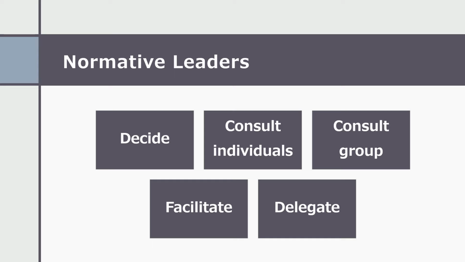The leader seeks participation from the group through debate and consensus on the decision. However, the leader has the final say on the decision. And then number 5 is delegate. The leader lets the group diagnose the problem and make the decision within stated limits. The role of the leader is to answer questions and provide encouragement and resources.